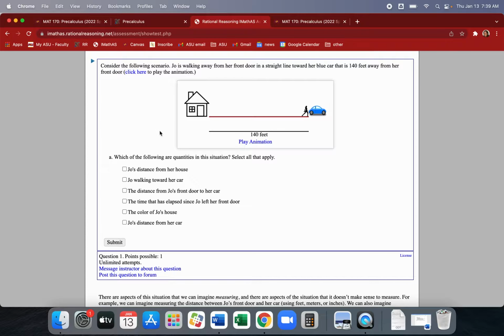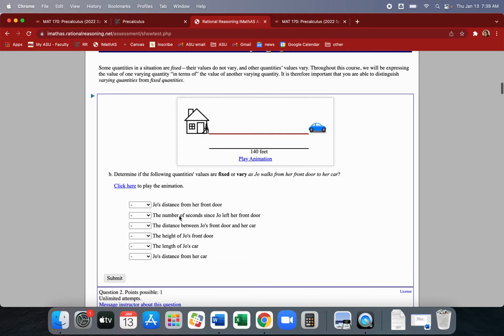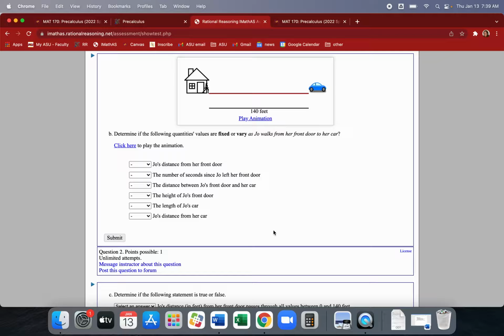So just deciphering what is meant by a quantity, and then values of the quantity, fixed versus varying quantities, so things that are changing relative to something else, or just that change, versus things that don't, like the length of Joe's car probably is not changing. We hope not. If it does, probably because she ran into something, got shorter. Her distance from her car, well, if she's walking, then yeah, the distance from her car is probably changing. That's a changing quantity that we could measure. At one point, it's going to be a longer distance than another.